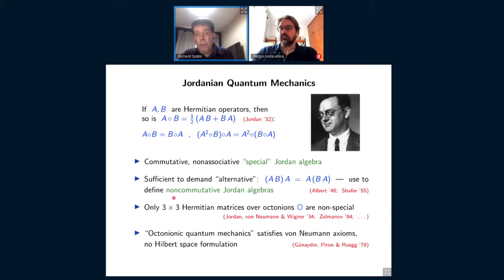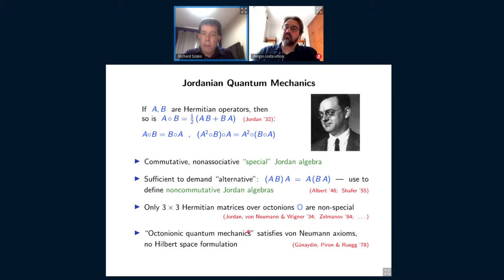So for all intents and purposes, there are no examples of non-special infinite dimensional Jordan algebras. And so there are no nice Jordan algebras that can be used to build up Jordanian quantum mechanics. There was this one example here, the 3x3 Hermitian matrices, where the entries are octonions. I'm going to say a bit more about the octonions in a moment. And that was developed in the 70s.